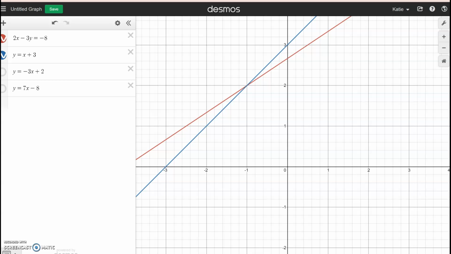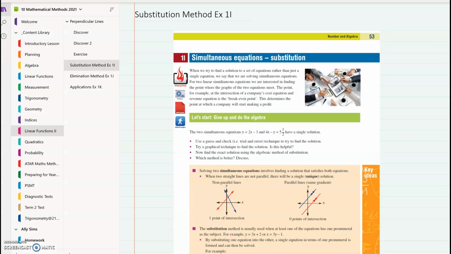So we would expect that to be our answer. When x is negative 1, y is 2. That's the only combination of x and y values that satisfies both lines. So let's have a look at the example that we've got.